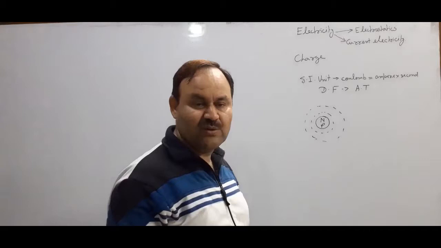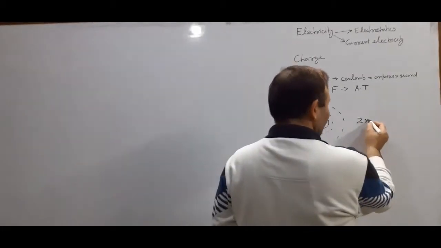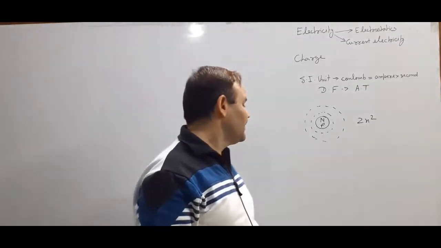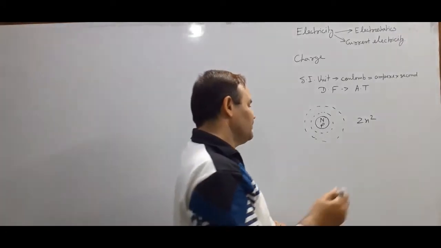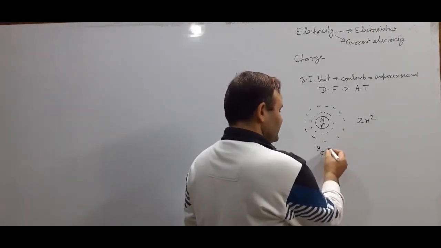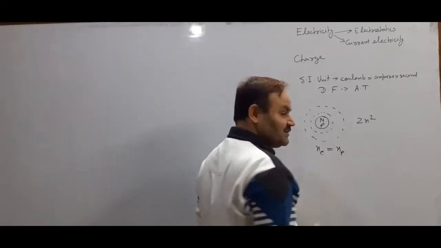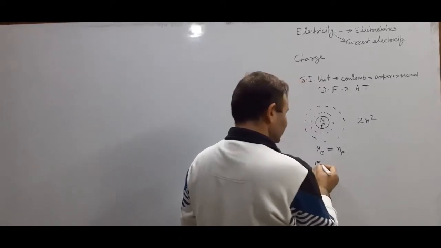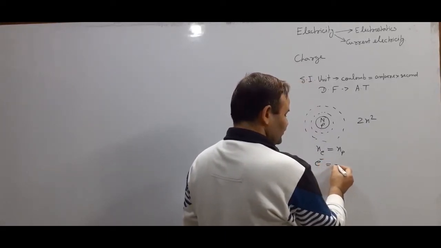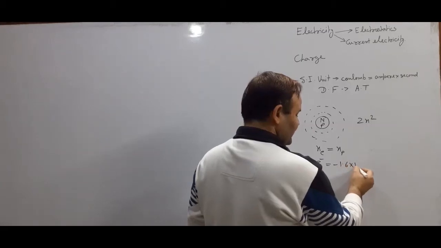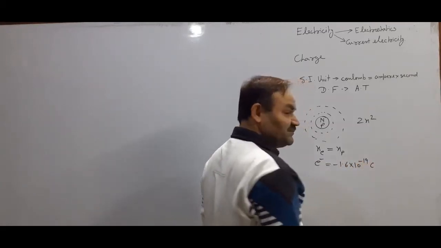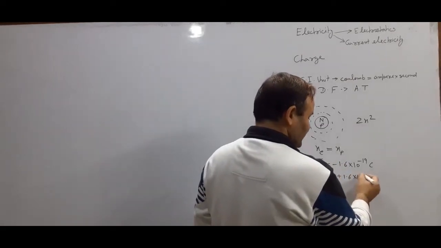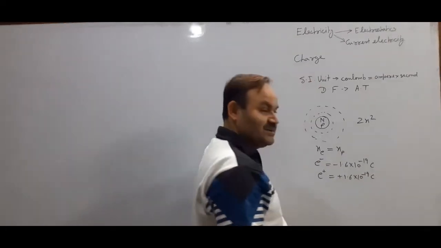The number of electrons in any orbit can be given by 2n², where n is the number of the orbit. Now, in an atom, the number of electrons is always equal to the number of protons. Also, the negative charge of an electron is equal to minus 1.6 into 10 to the power minus 19 coulomb, while the positive charge of a proton is also 1.6 into 10 to the power minus 19 coulomb.